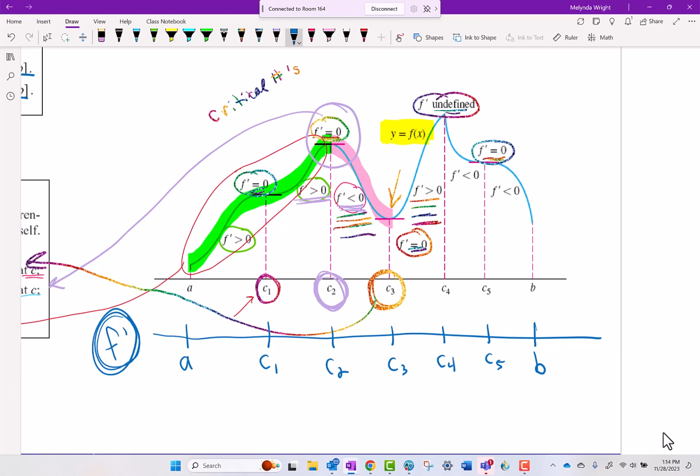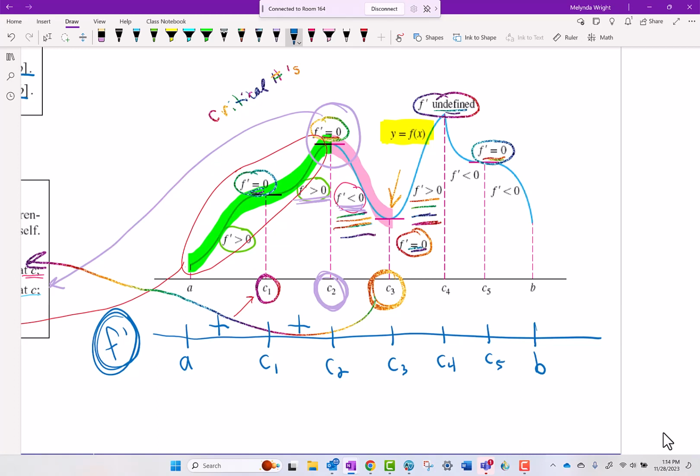So between A and the first critical number, we can see that f prime is positive. So I'm going to put a plus sign here. That's the sign on my sign chart. That's positive. Between critical number 1 and critical number 2, f prime is still positive. So that's another plus. Do y'all remember about the sign charts we did last year? Remember that? Y'all like, no way. Yes way.